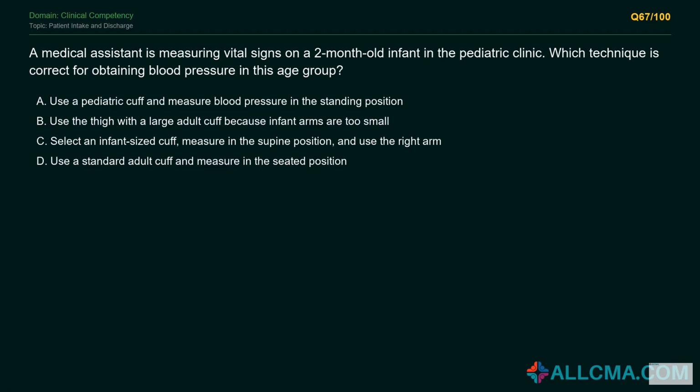Question 67. A medical assistant is measuring vital signs on a 2-month-old infant in the pediatric clinic. Which technique is correct for obtaining blood pressure in this age group? Option A. Use a pediatric cuff and measure blood pressure in the standing position. Option B. Use the thigh with a large adult cuff because infant arms are too small. Option C. Select an infant-sized cuff, measure in the supine position, and use the right arm. Option D. Use a standard adult cuff and measure in the seated position.